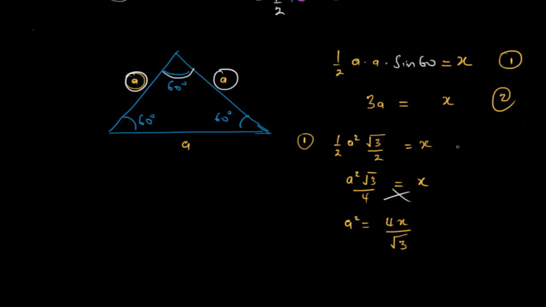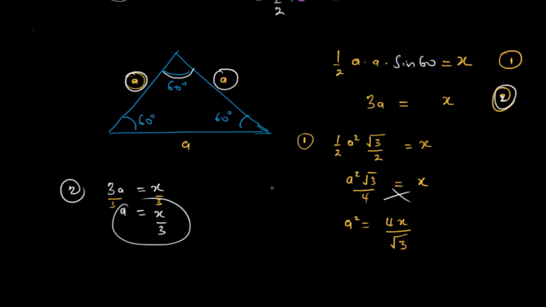Let me now go to part 2. I'm going to call this equation 2. For 2 we have that 3a equals x. If 3a equals x, then I can find a. My a is just going to be, you divide both sides by 3, and then you have a equal to x all over 3.